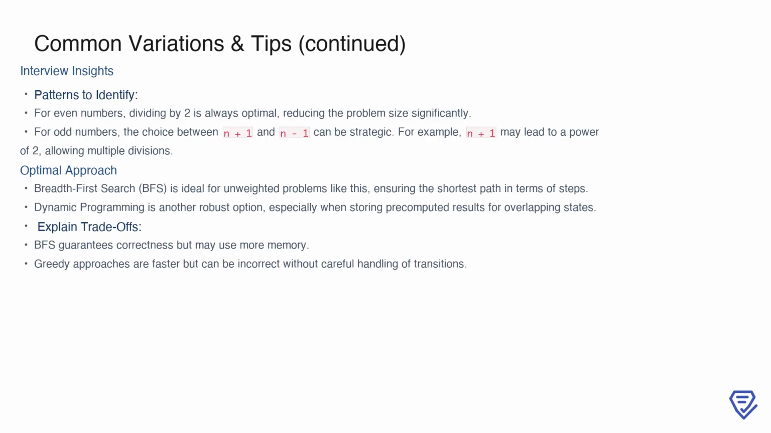In terms of optimal approaches, breadth-first search is a great choice for unweighted problems like this because it systematically explores all paths, guaranteeing the minimum number of steps. Dynamic programming is another strong option, as it efficiently handles overlapping subproblems by storing results for previously computed states. It's also important to weigh the trade-offs between these methods. While BFS guarantees correctness, it can be memory-intensive, especially for large values of n. On the other hand, greedy approaches offer speed but require careful handling to avoid missing the global minimum solution.